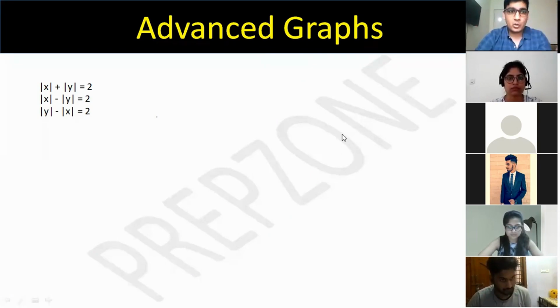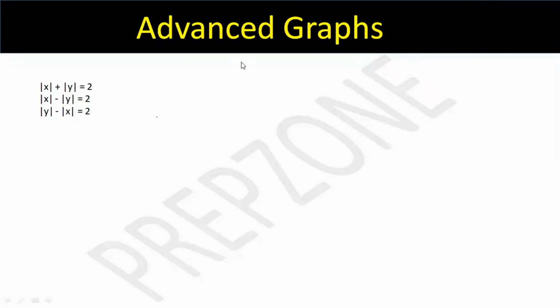First one was easy. Mod x plus mod y equals to 2. Ayush Malhotra, please explain to the class what is the graph of mod x plus mod y equals to 2. Simple Sir, graph. V shape आएगा. नहीं, V shape कैसे आएगा?